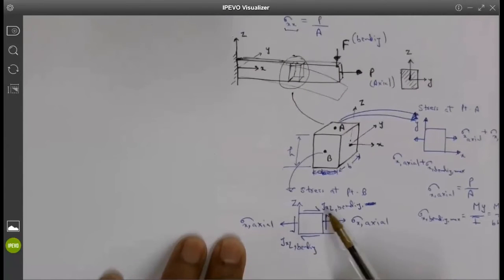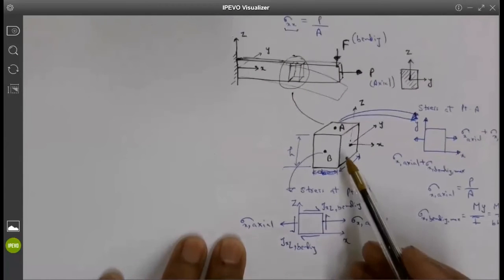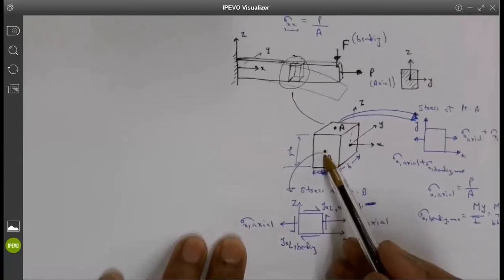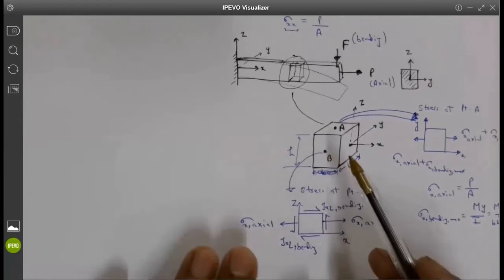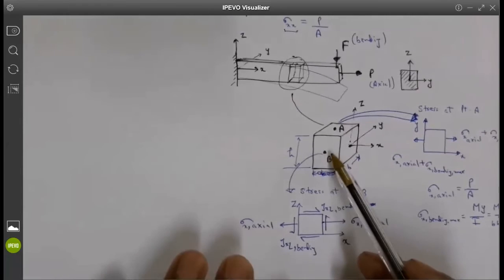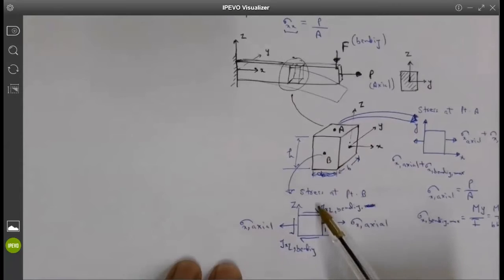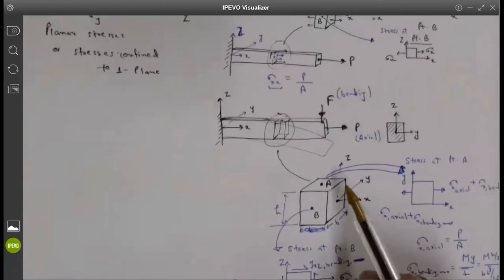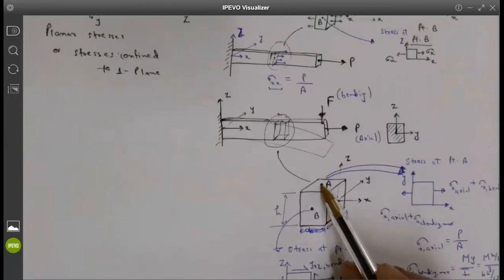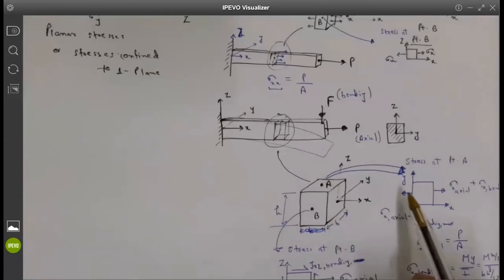Forget about any stresses in the y direction, because I am only looking at a very small material point at this surface, where the out of plane stresses are all 0. So the out of plane stresses at point B are in the y direction, and all the y components are 0. Similarly, the out of plane component at A is in the z direction, so all the z components are 0, only x and y components.